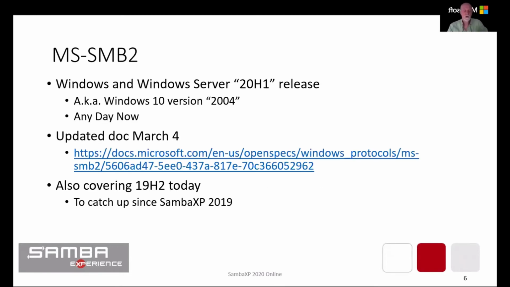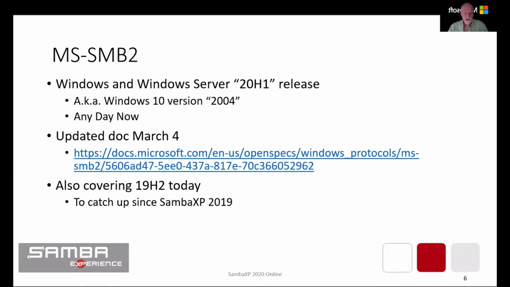MS-SMB2. Currently, we're working on something called the Windows and Windows Server 20H1 release, first half of calendar year 2020, aka Windows 10 version 2004. That's supposed to be year 2020, month 04. Here it is, almost the end of May. Windows Server was actually released yesterday. I am not sure. I have not looked to see if the Windows Client was released today, tomorrow, or whatever. But it will be released soon, any day now. It's been in preview for some time, so many of you have already seen it, I hope. The doc was updated March 4th, as I just mentioned.